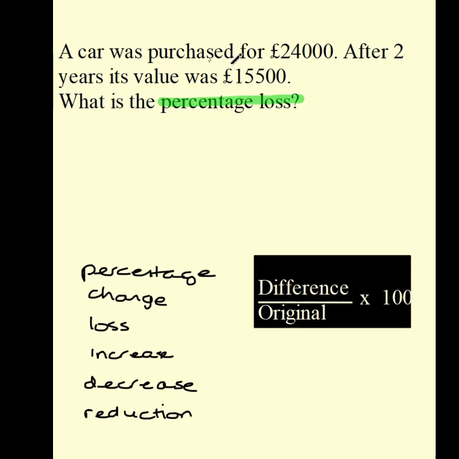So in this question here, a car was purchased for 24,000. After 2 years, its value was 15,500. What is the percentage loss? So to calculate the difference, we're subtracting them, working out how much it's changed by. So 24,000 subtract 15,500.